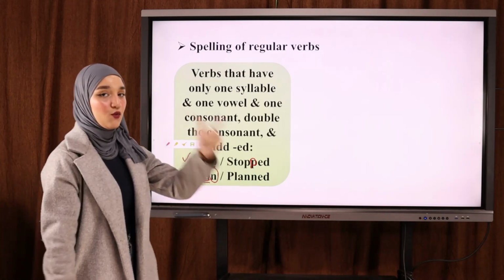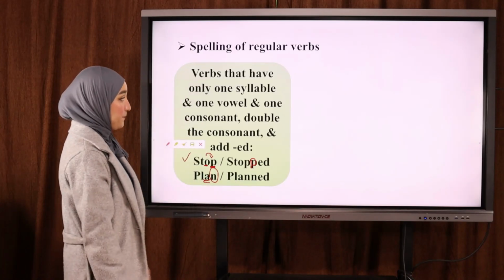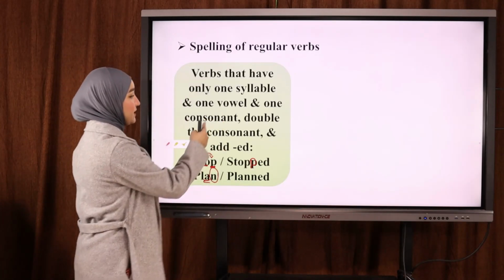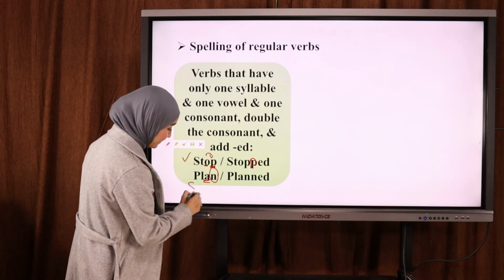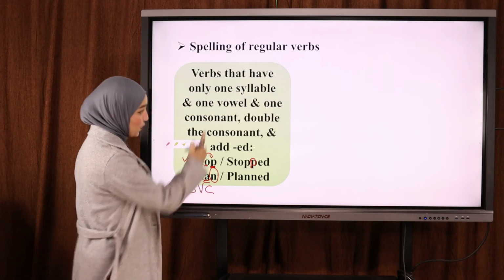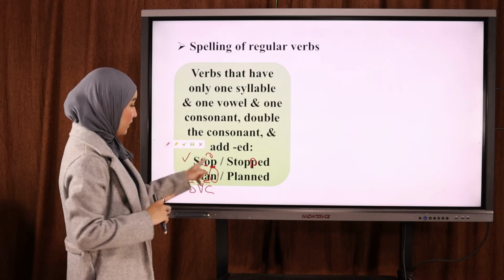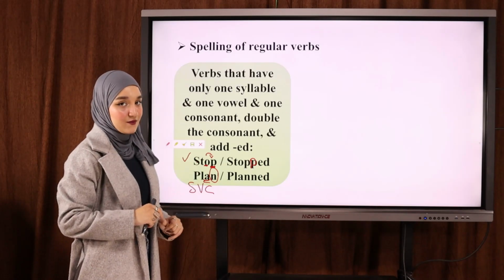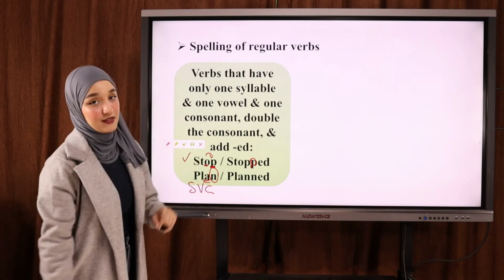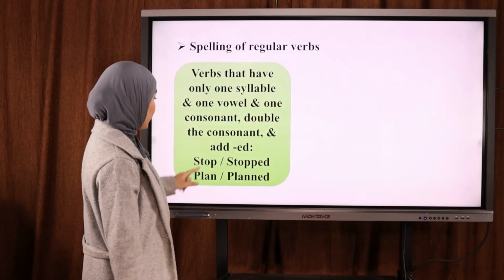So one syllable, one vowel, and one consonant. Okay? Just remember SVC. Just remember it like this. SVC. S for syllable, V for vowel, C for consonant. SVC, we double the final C, the final consonant. In the past simple, with all the personal pronouns. مع كل الضمائر. Alright?